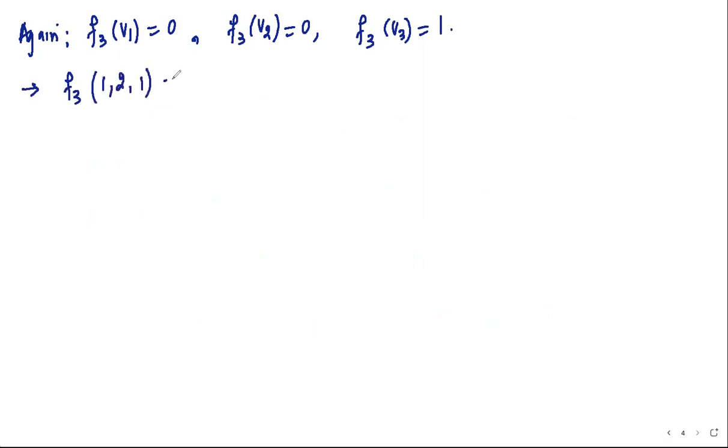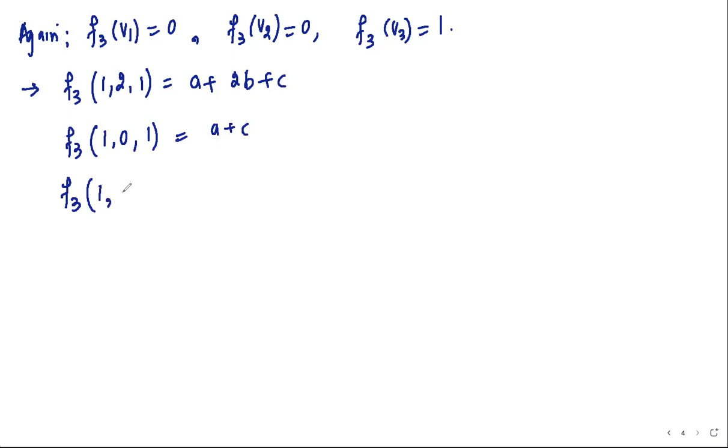Now f3, its action on v1 is 0. f3 of v2 is 0. And f3 of v3 is equal to 1. So this gives f3 of (1, 2, 1), which is equal to a plus 2b plus c. Now f3 of (1, 0, 1) is equal to a plus c. And f3 of (1, -1, 0) is equal to a minus b. Now by definition, this is 0, this is 0, and this is equal to 1.